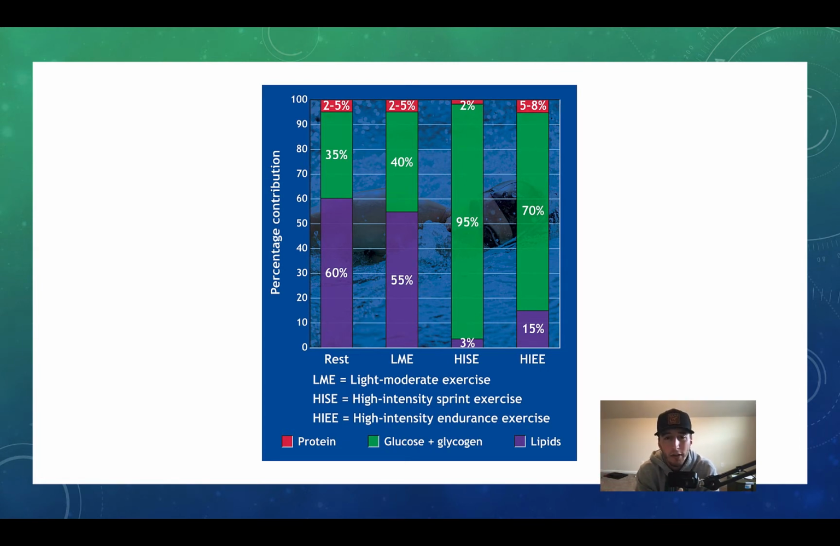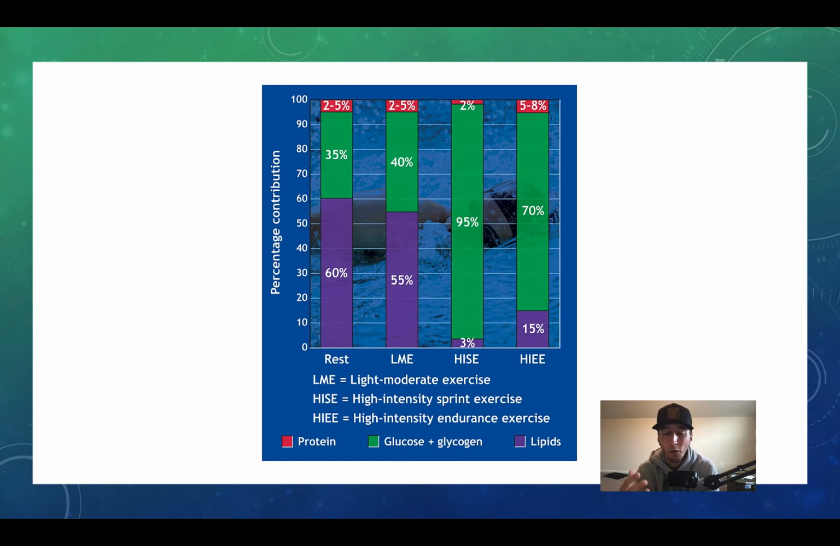As we transition from rest to light-moderate exercise, to high intensity sprinting exercise, to high intensity endurance exercise, you can see that the relative contributions of fuel from protein, carbohydrates, or fat also change. And why does this make sense? Well, fats cannot be burned anaerobically. We have to burn fats aerobically. So it makes sense that as the intensity increases, our fat contribution significantly decreases.